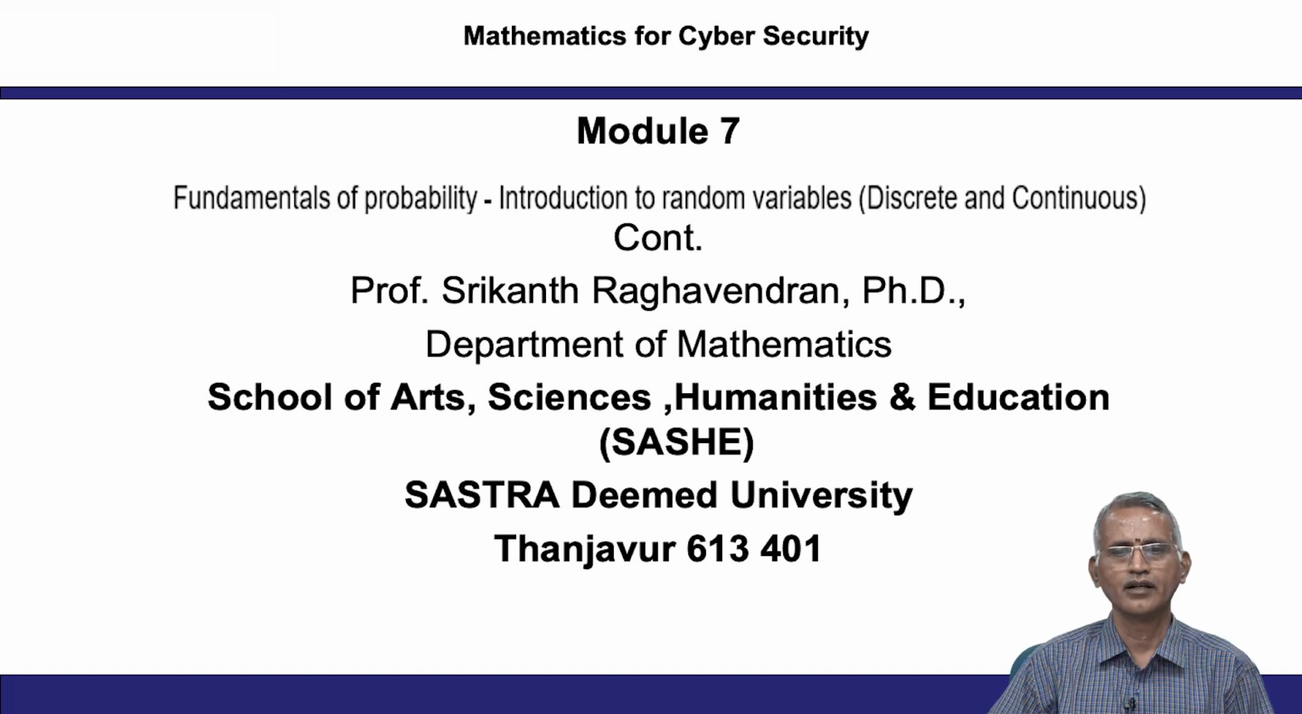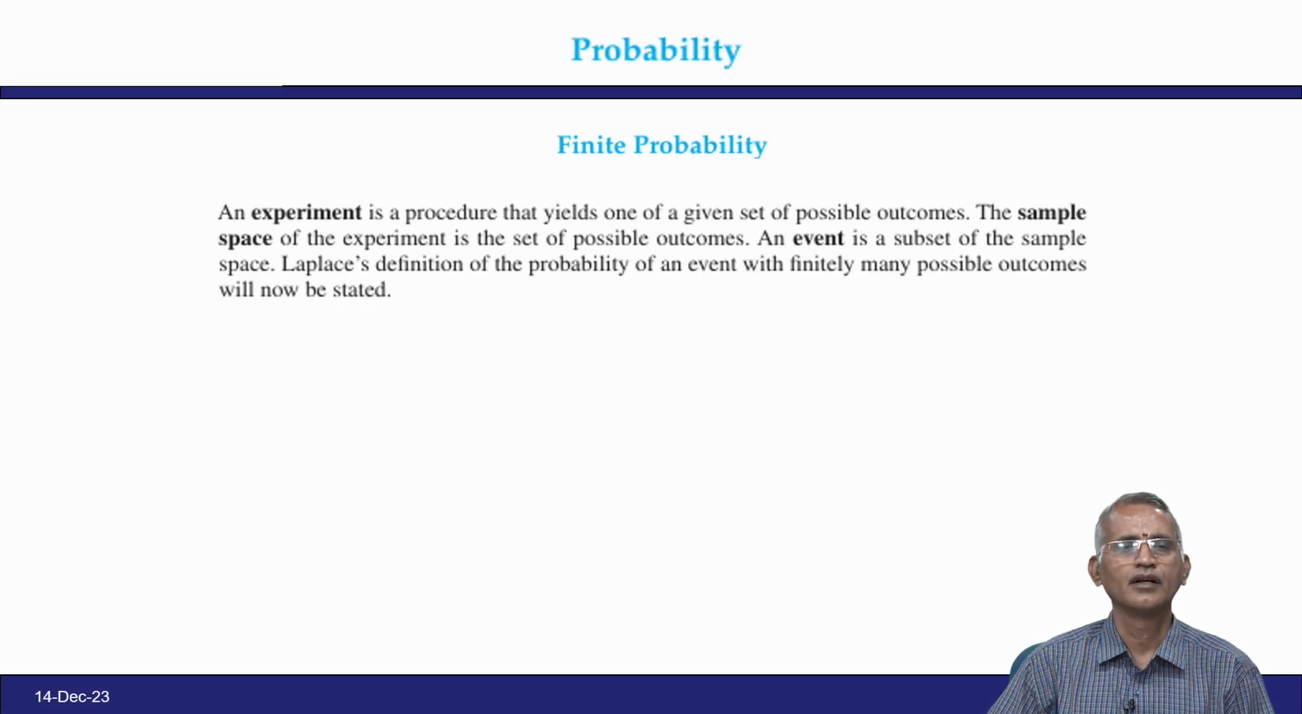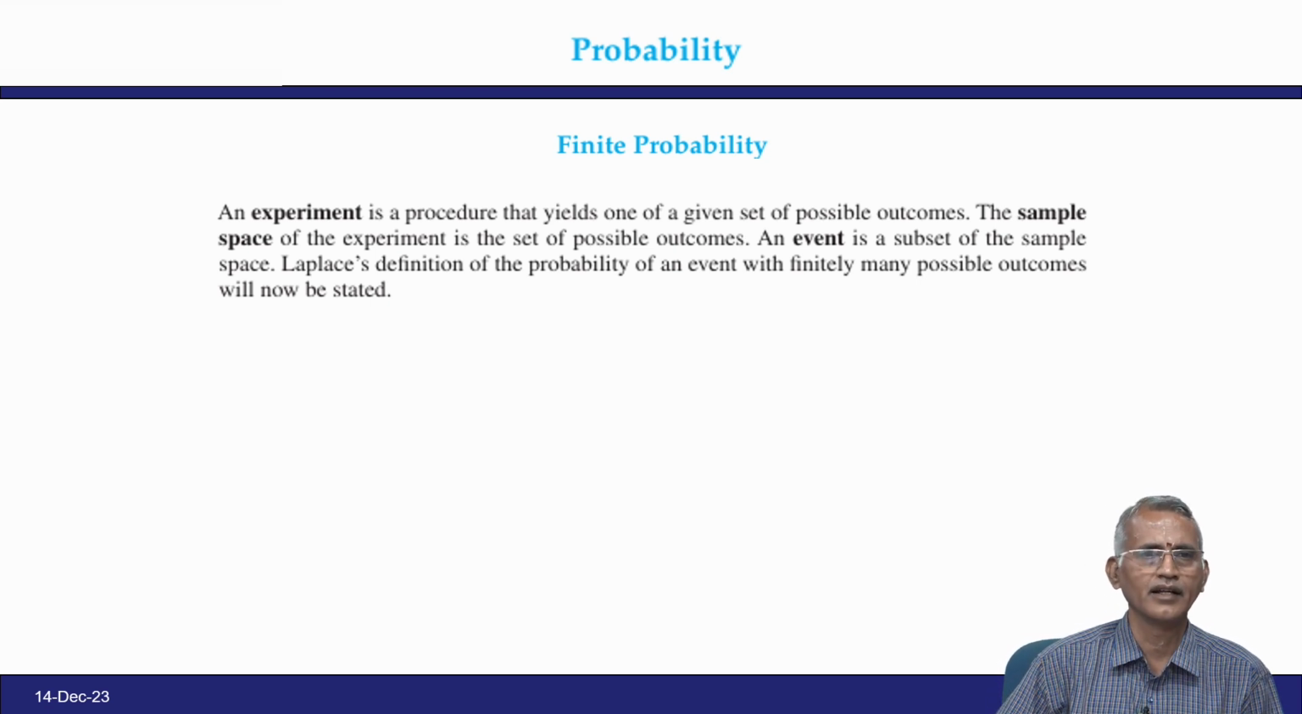Dear all, in continuation of the fundamental concept of random variable and random experiment, further we are going to discuss some problems in probability. Sometimes we have to recollect the basic ideas so that you can easily understand how to solve the problems of probability in random variable and random experiment. Now, once again we recollect finite probability.